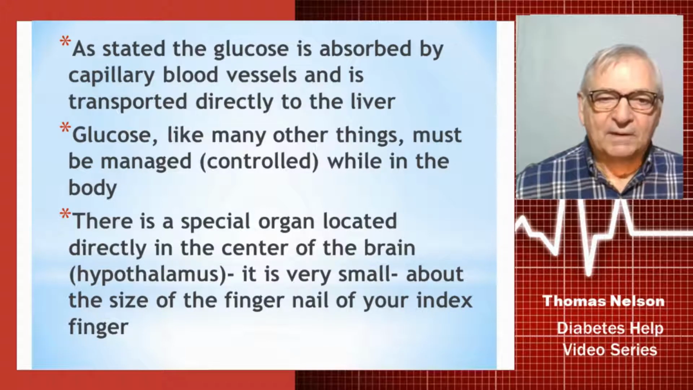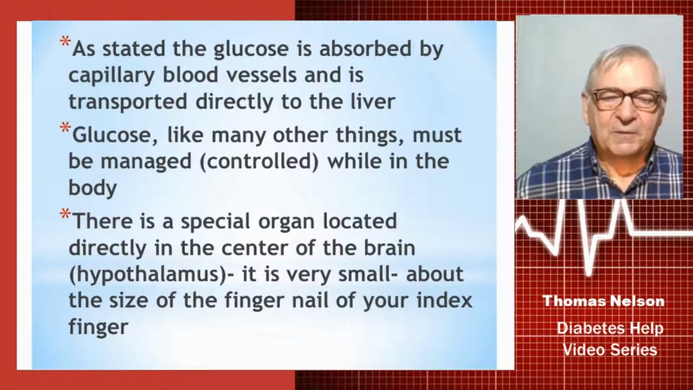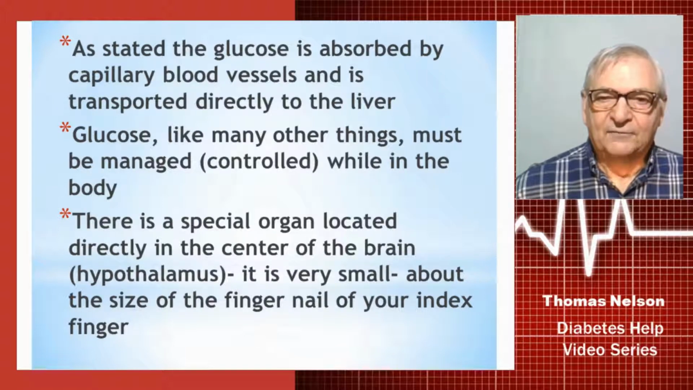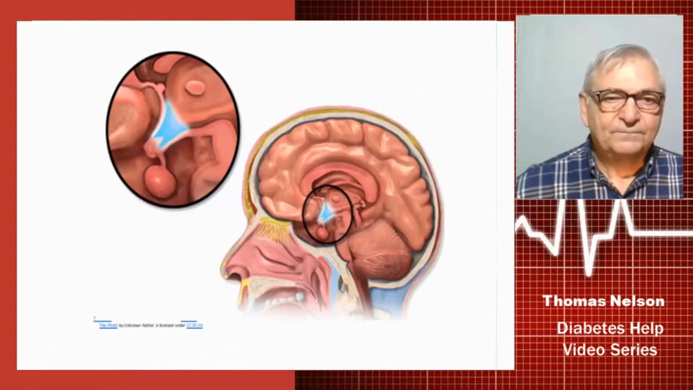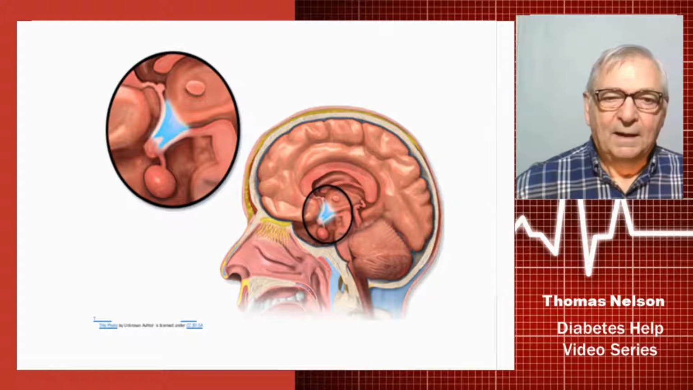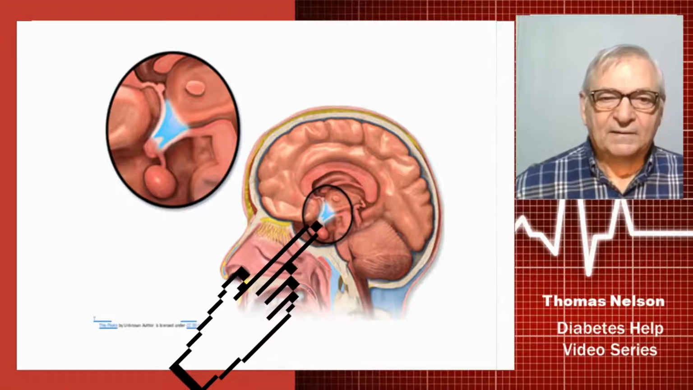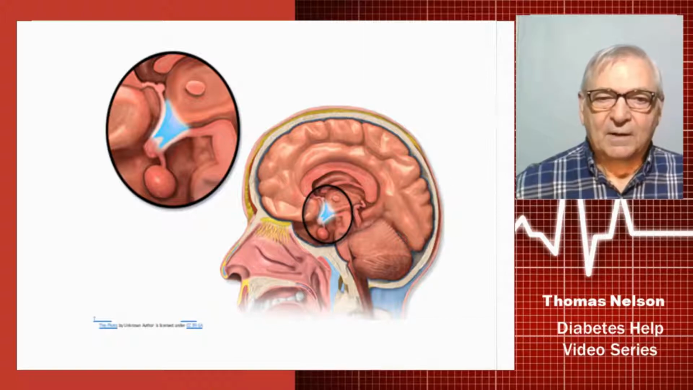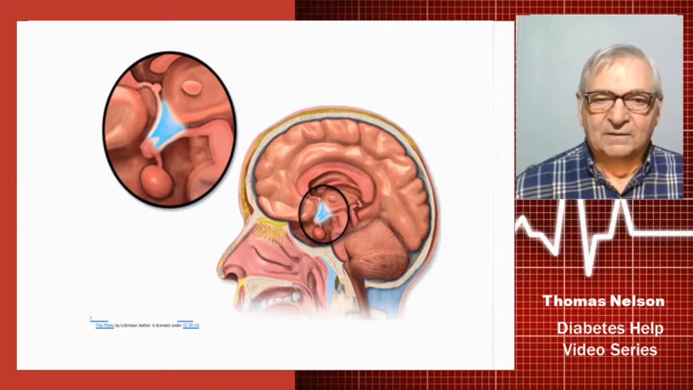There is a special organ located directly in the center of your brain. It's called the hypothalamus. It's a very small organ, about the size of the fingernail of your index finger. This is a picture of the brain, and you'll see the blue area in the center that's circled. That is where the hypothalamus is located. And again, you can see it's not very large.